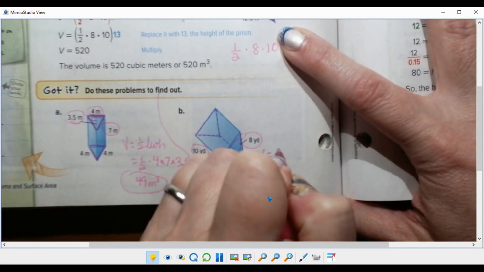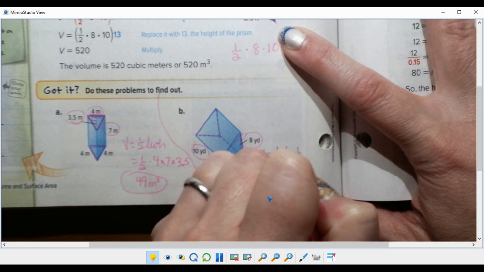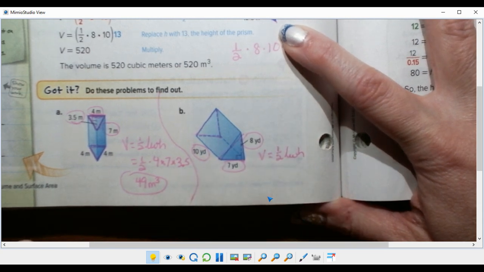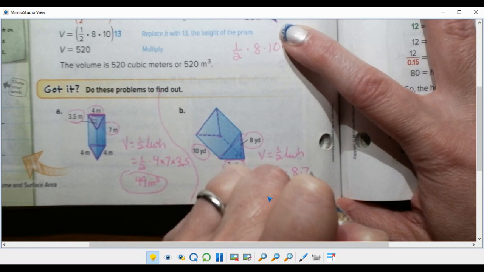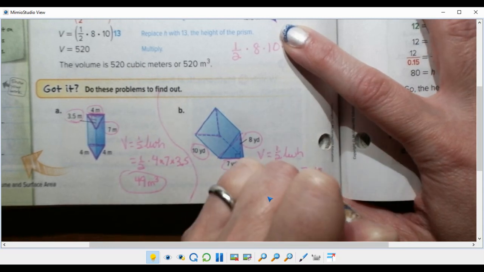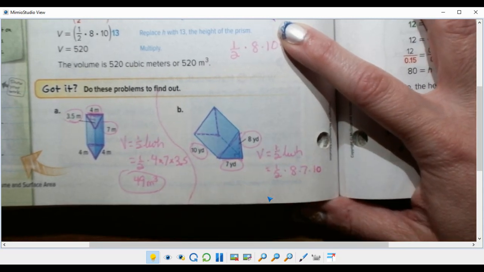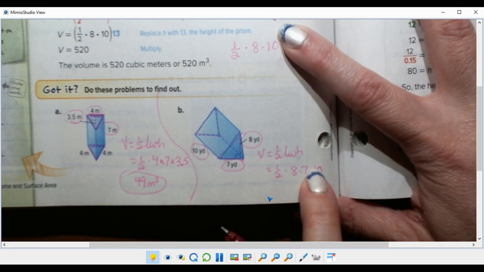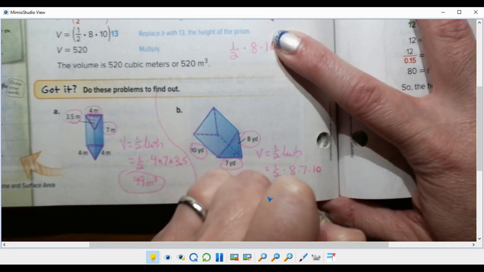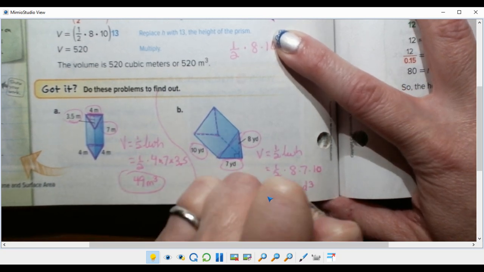So volume of a triangular prism, 1/2 times length times width times height. But there's only 3 numbers in the problem. I know, it's good to talk yourself through it. Getting good habits. All right, 1/2 times 8 times 7 times 10. I'm going to cut this in half and get 4. Half of 8 is 4. 4 times 7 is 28. 28 times 10 is 280 cubic yards.